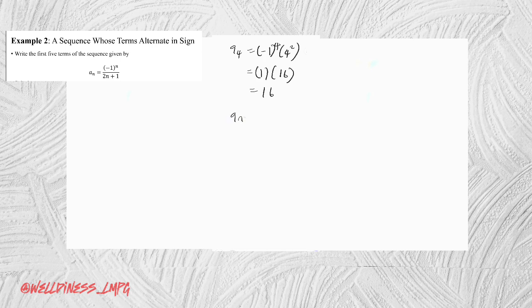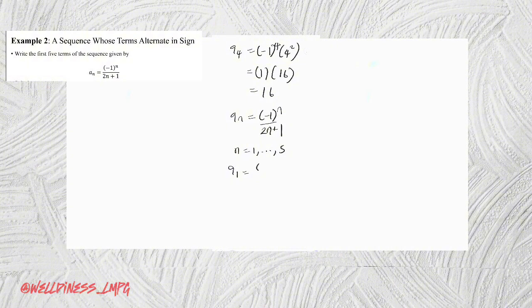So as you can see in example 2, we are working on the sequence whose terms alternate in sign, and the question we are given is an is equals to minus 1 raised by n divided by 2n plus 1. I'm sure you have noticed that it looks similar to what we saw before, but the difference is that the answers are going to alternate in sign. So for us to find the first 5 terms, all we have to do is substitute 1, 2, 3, 4, 5 into n.